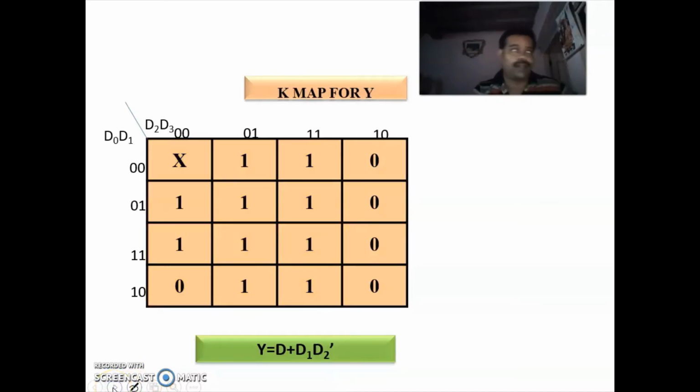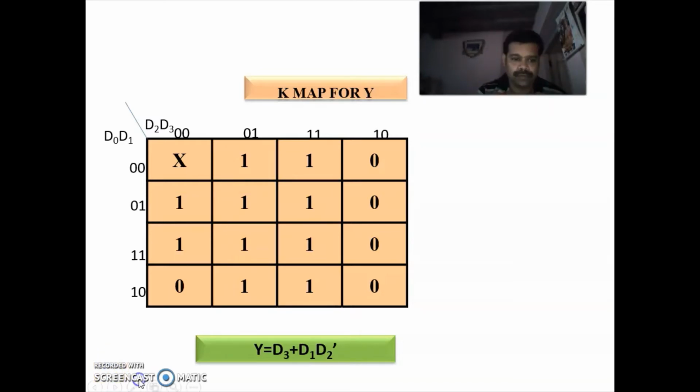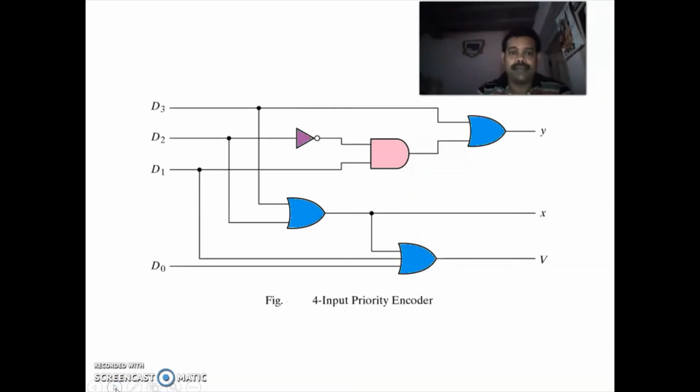Similarly for Y, by looking at the column of Y, we have plotted the ones, and after grouping we are getting the expression Y is equal to D3 plus D1 D2 bar. Okay. Next, we are going for the implementation of this circuit. We are having 4 inputs D0, D1, D2, D3, and by using the expressions of X and Y we implement this circuit. So the priority encoder we have completed.